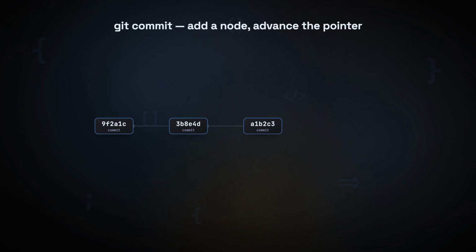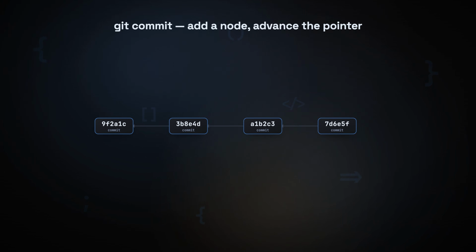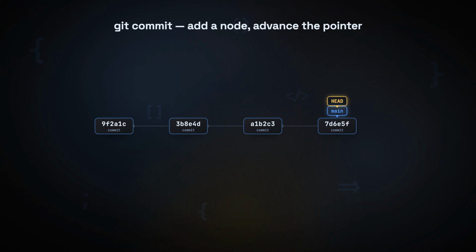Now watch what git commit really does. Git builds a new tree from your staged changes, then creates a new commit object whose parent is the commit your branch currently points at. It hashes that commit to get its name. Finally, it does the one mutable thing in this whole system. It rewrites the branch file to hold the new commit's hash. A new immutable node is added, and the pointer slides forward to it.